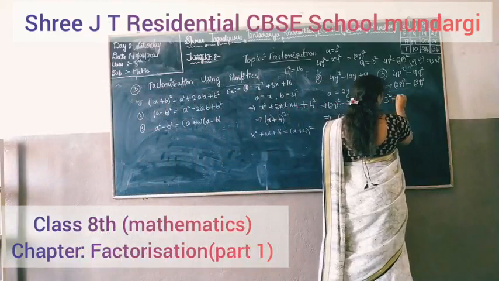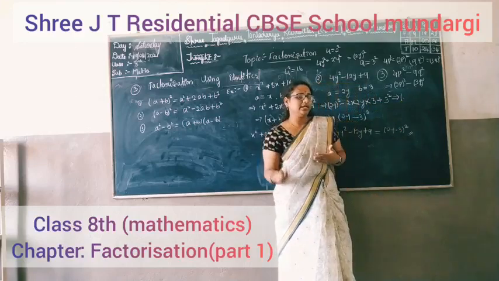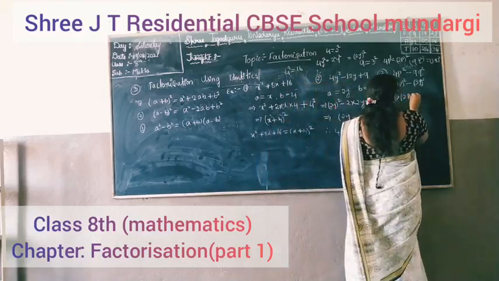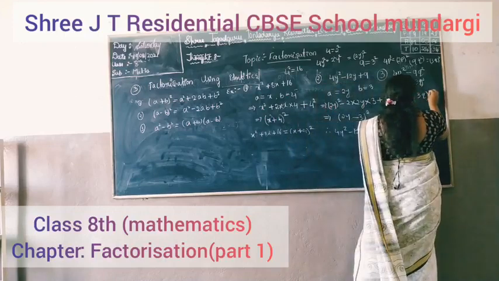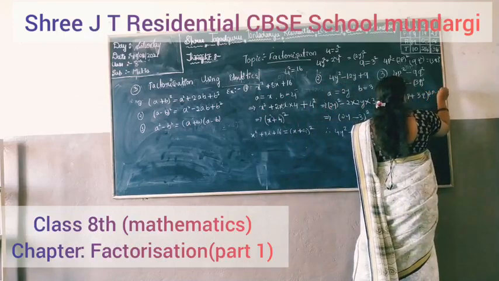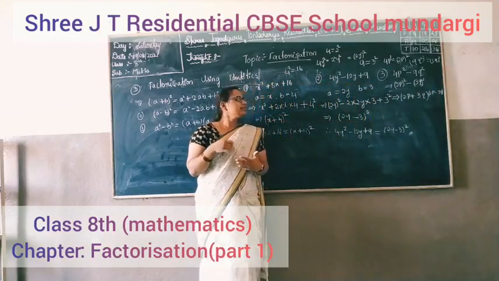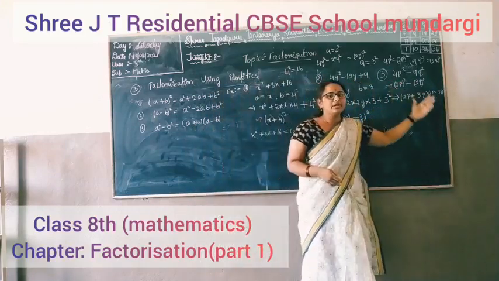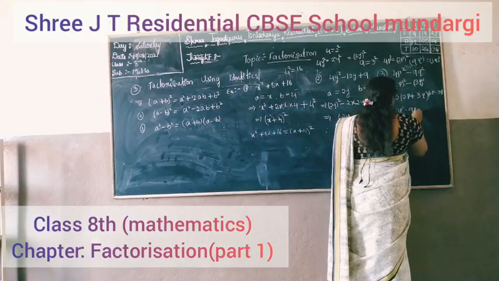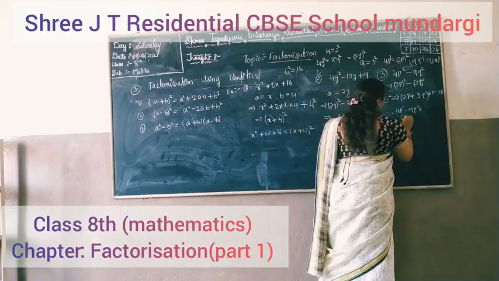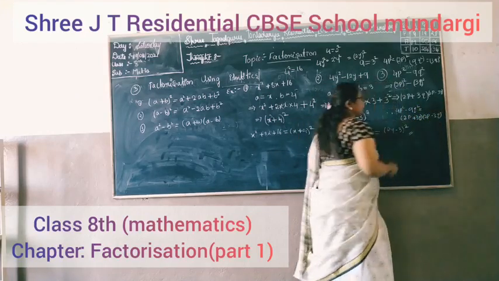So it is equal to A plus B, where A is 2p and B is 3q. So A plus B means 2p plus 3q, one bracket. Next, 2p minus 3q. It is the answer of 4p square minus 9q square. So therefore, 4p square minus 9q square is equal to 2p plus 3q and bracket 2p minus 3q is the answer.